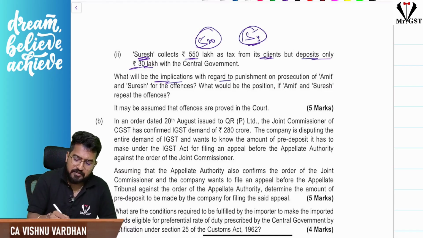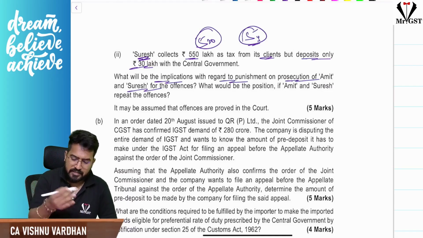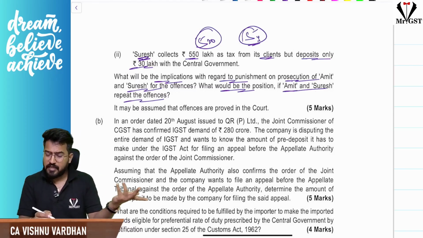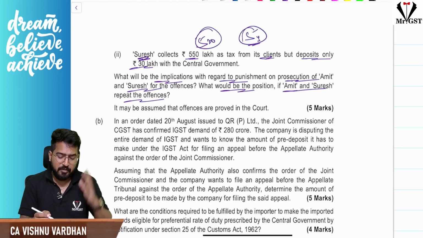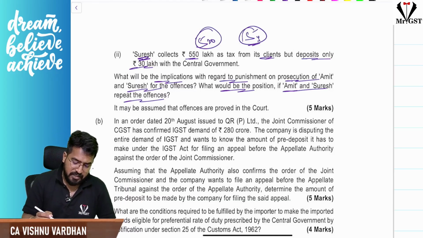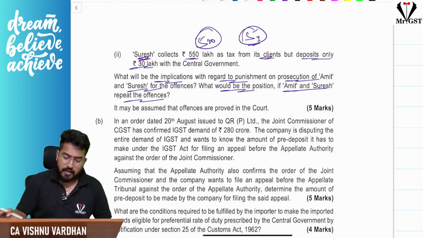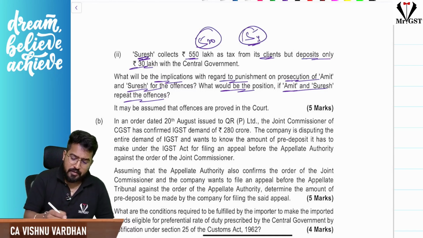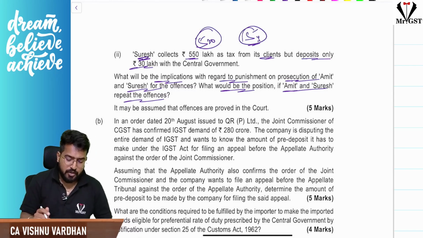What will be the implication with regard to punishment on prosecution of Amit and Suresh? As I already told you, what would be the position if Amit and Suresh are repeated offenders? If they are repeating the offenses, without any monetary limit they will be suffering imprisonment. Right, understand. So repeated offenders will be subjected to imprisonment, minimum 6 months, maximum 5 years.